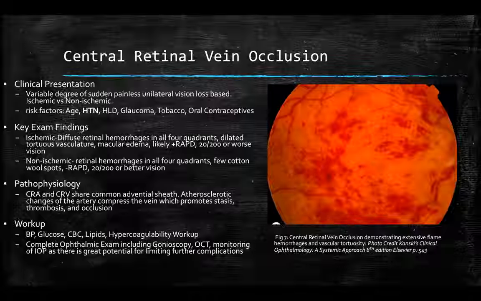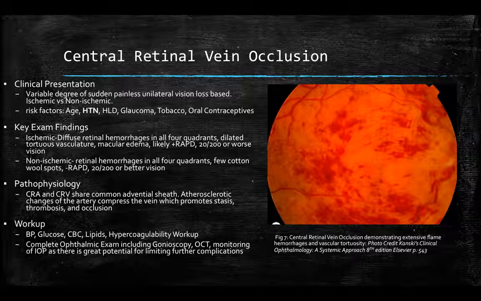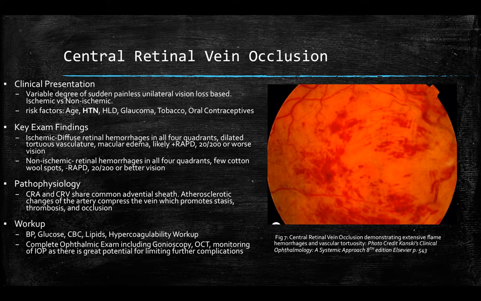It's critical to consider the hypercoagulability workup in patients that are younger than 55. It's very likely that they'll end up having something like a factor V Leiden deficiency, or antiphospholipid syndrome. It's rare for patients under 55 to have central retinal vein occlusions. In fact, one study noted that 90% of central retinal vein occlusions occur in patients over 55 years of age.